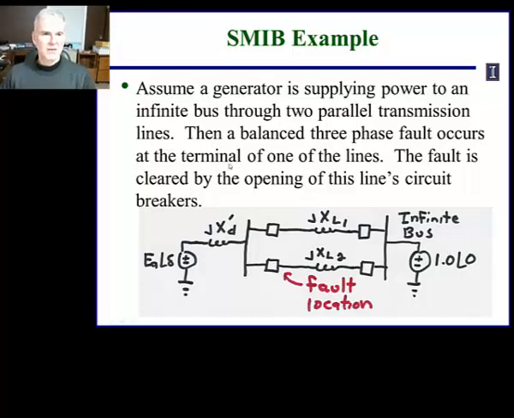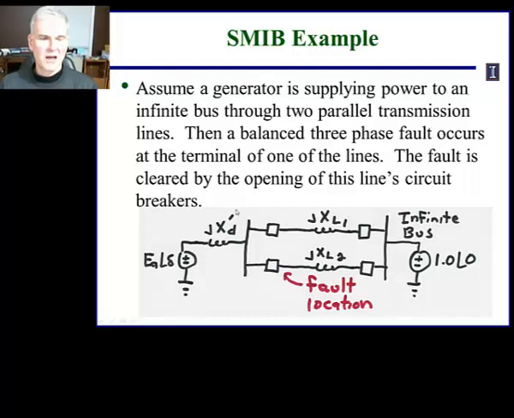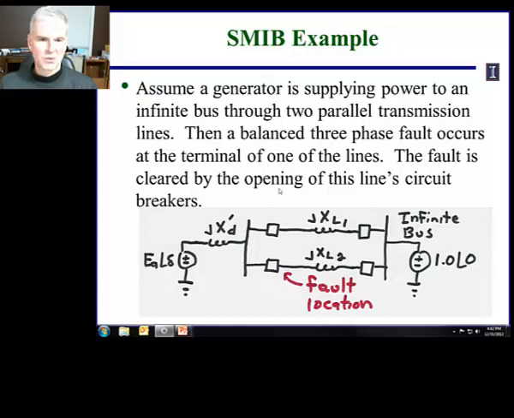At the end of last time, we had introduced the single machine infinite bus example in which we had a generator modeled with the classical model supplying power to an infinite bus through two parallel transmission lines, and then we had a fault occurring on the line side of the bottom transmission line, and we had assumed that this was a balanced three-phase fault, so it was a solid short to ground.